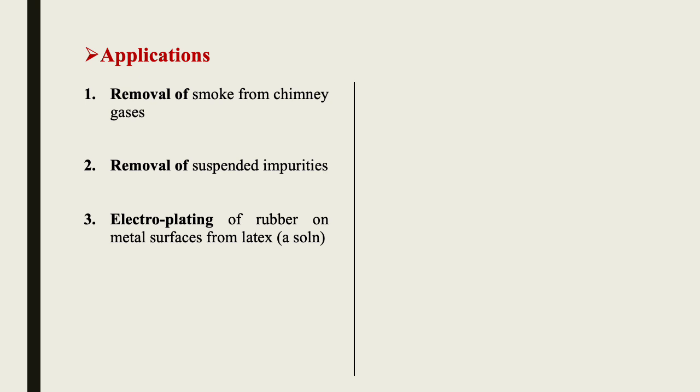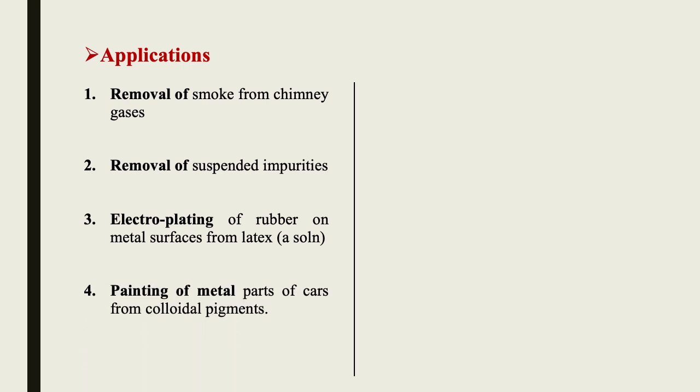Another application is to deposit. Either you can remove or you can deposit. Electroplating is a deposition technique where, if you want to coat rubber on a particular metal surface, you can use latex as the sol particle. Suppose you want to coat an iron rod or cobalt, you can use this electroplating technique. For chrome plating, you can also use this electrophoresis technique.